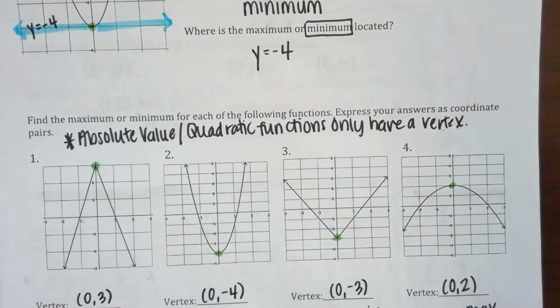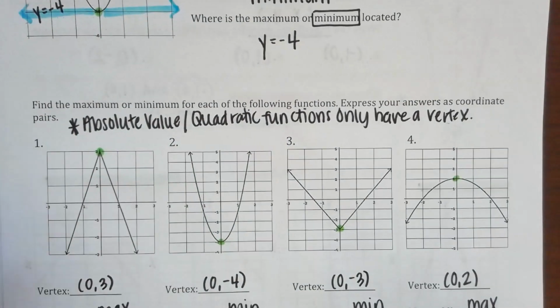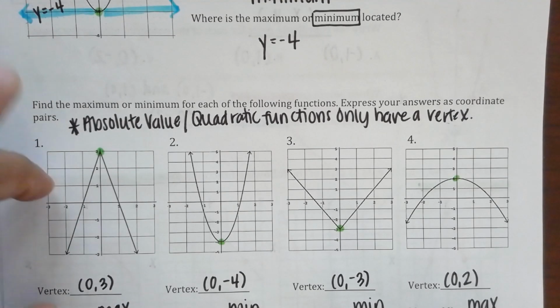We wrote this piece of information right here because I said it at the top, but I wanted it to be next to the examples. Absolute value and quadratic functions only have a vertex. Linear functions, no. Cubic functions, no. Square root, no. Exponentials, no. Only two are the ones that have a definitive middle point that cuts them in half.